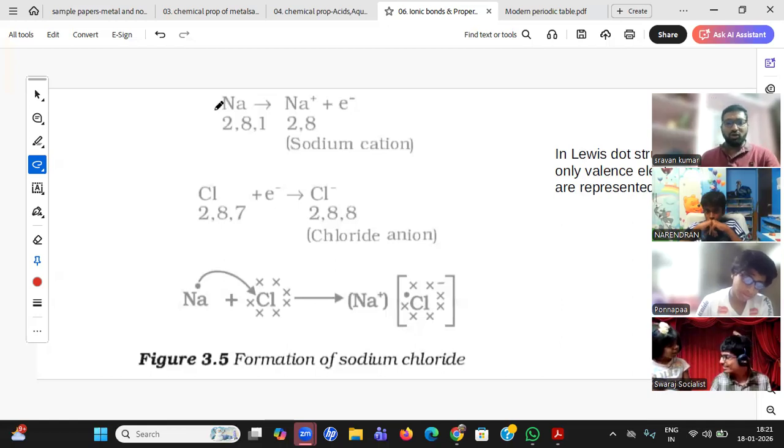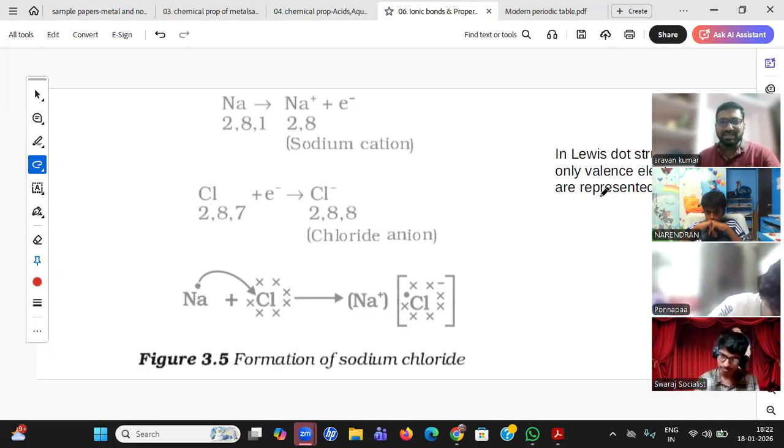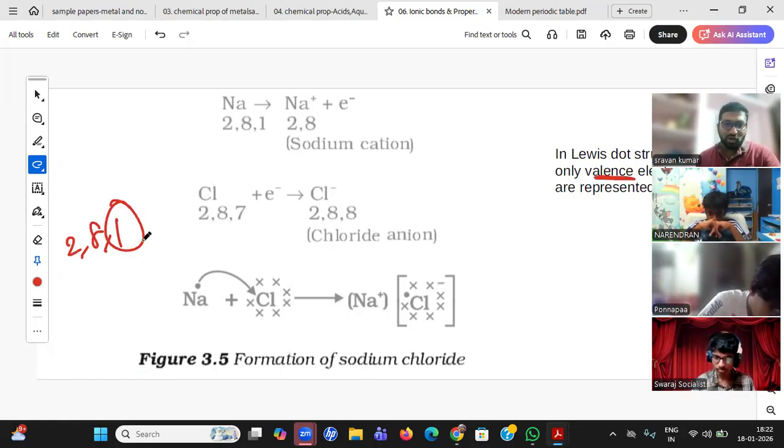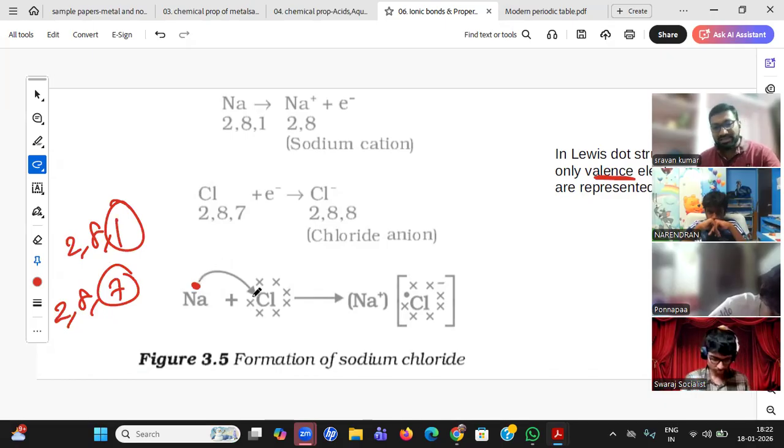So how did the Lewis dot structure come? First of all, you should write that Na has only valence electrons represented in the Lewis dot structure. So 2, 8, 1. What is the valence electron? Only one. That's the reason for 1 dot. Chlorine atomic number 17, 2, 8, 7. Valence electrons are 7. That's the reason for 1, 2, 3, 4, 5, 6, 7 dots. Now you should show it like this. It clearly shows the extra electron in the valence shell of sodium is moving to the chlorine to form sodium chloride. Also, you need to write these two things.